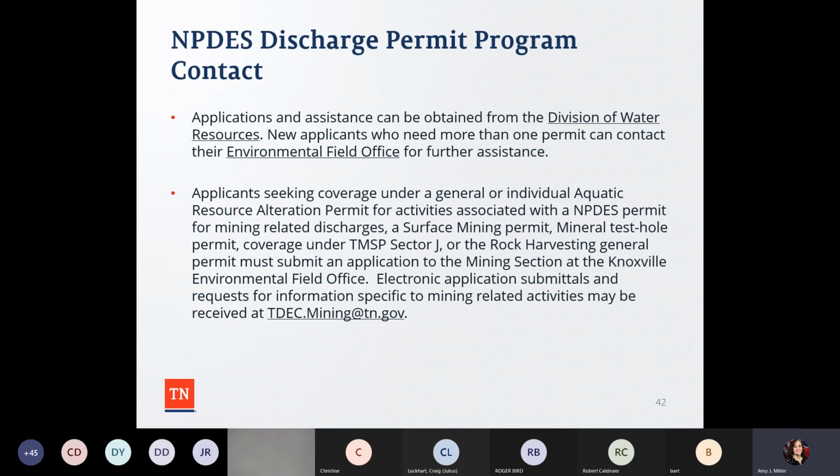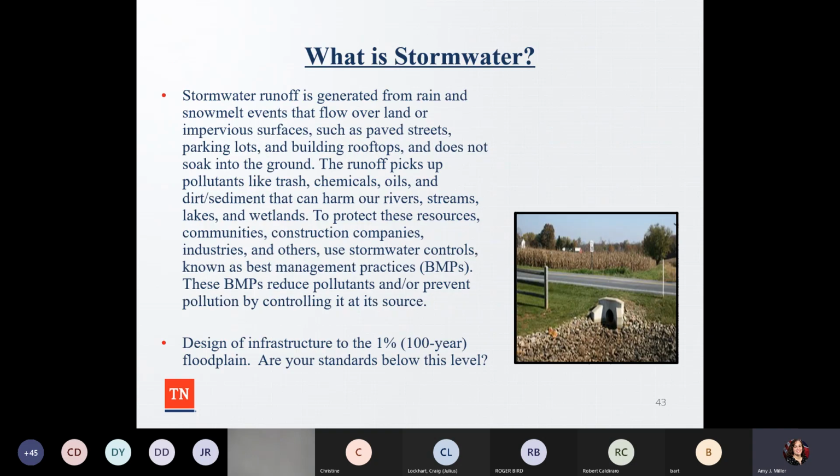See, there's all these different kinds of permits, guys. And so if someone's going to be doing some of these things, your best bet is to talk to the environmental field office, right? Electronic application submittals and requests for information regarding mining related activities can go to tdec.mining@tn.gov.